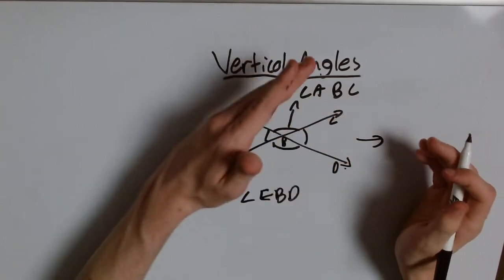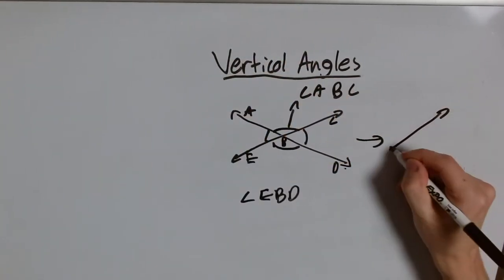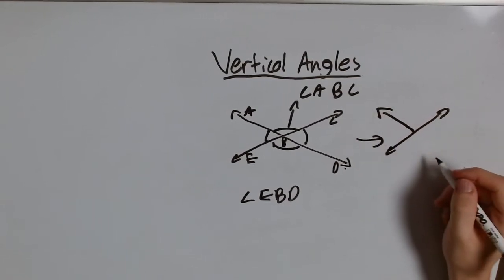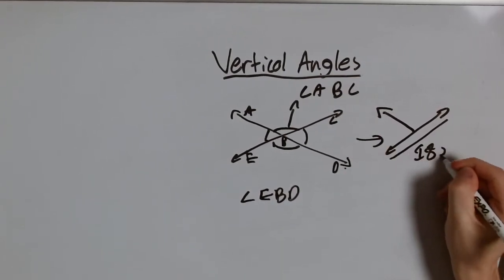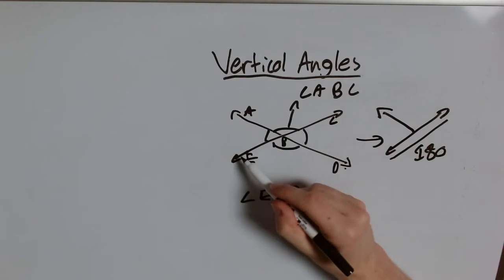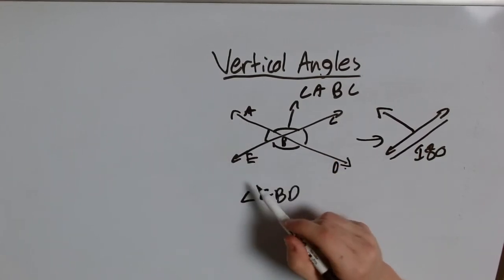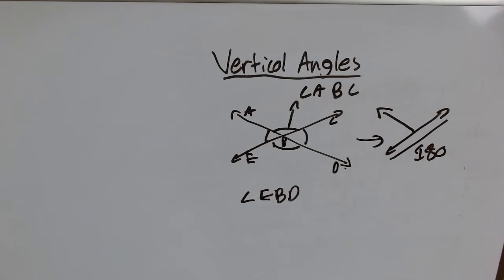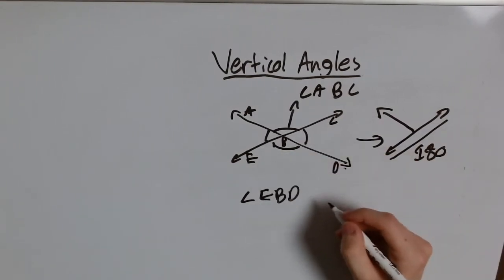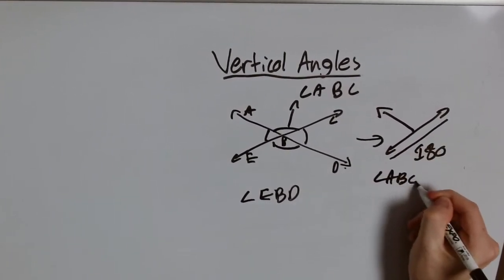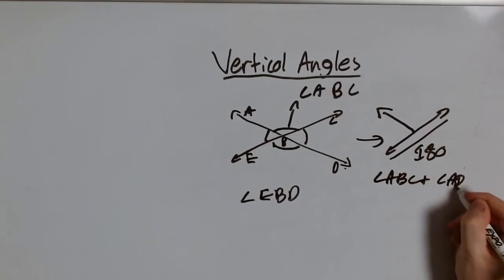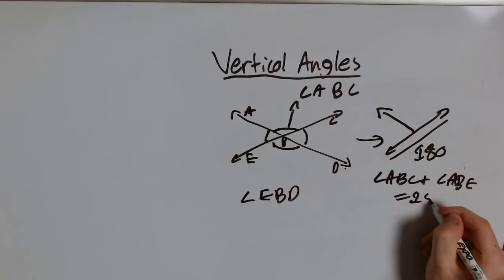If I ignore this half and focus just on this half, here's what I see. I see this. And I say, wait, this is a straight line. This is 180 degrees. That means angle EBA, or ABE, and ABC are supplementary. They add up to 180 degrees. So I can say over here, ABC plus ABE equals 180 degrees.